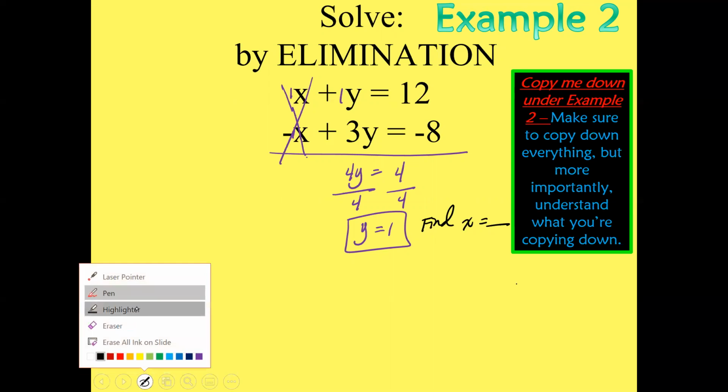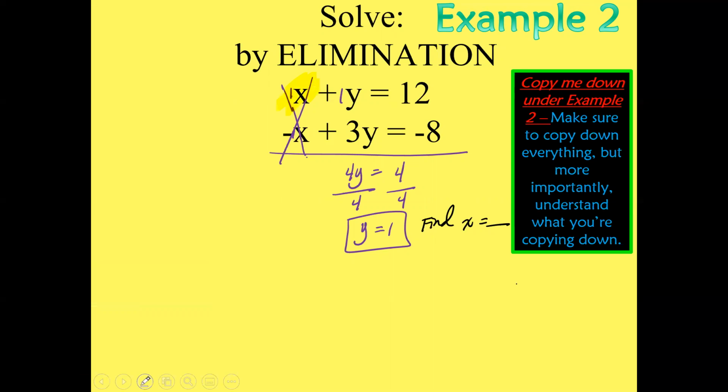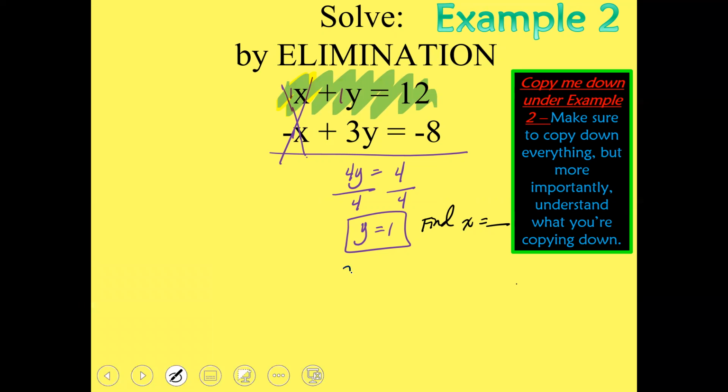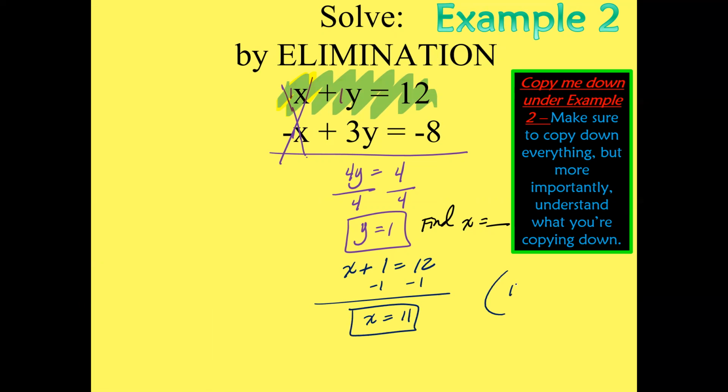So now that you have 1 as y, you have to figure out what x is. And it really doesn't matter which equation you use. I'm just going to use the first equation because it's available and it's right here. So x plus y equals 12. Well, I know that x is what I'm trying to find, and I know y is 1, equals 12. So if I subtract 1 on both sides, x equals 11. And that's my answer, 11 comma 1.